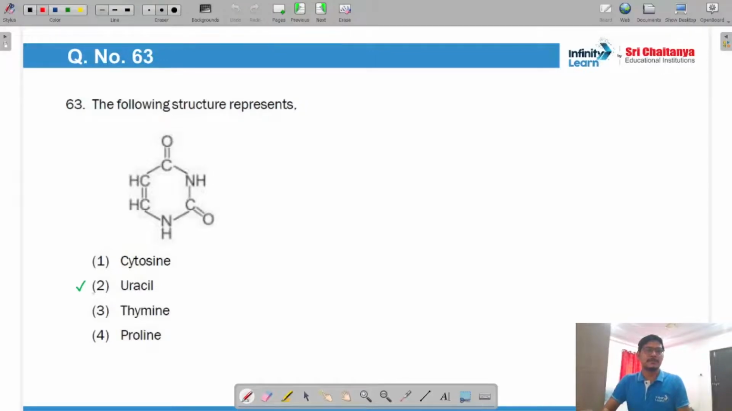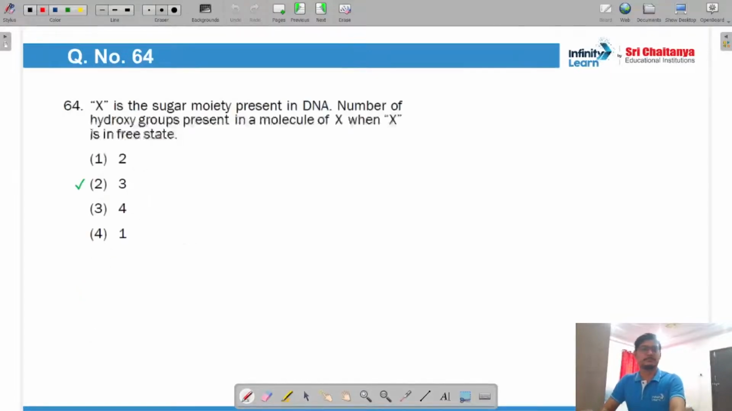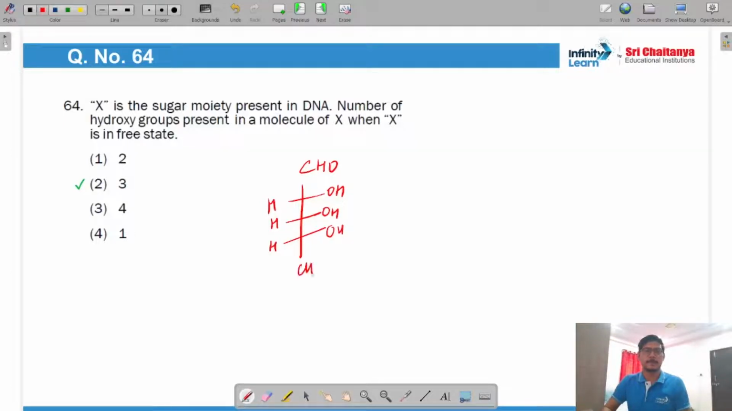The following structure is uracil. Remember this structure. X is the sugar moiety present in DNA, which is 2-deoxyribose. Alright guys, so this is ribose. 2-deoxyribose means this oxygen is gone, right? And in the free state we of course have 3 hydroxyl groups, right? So this is the correct answer.